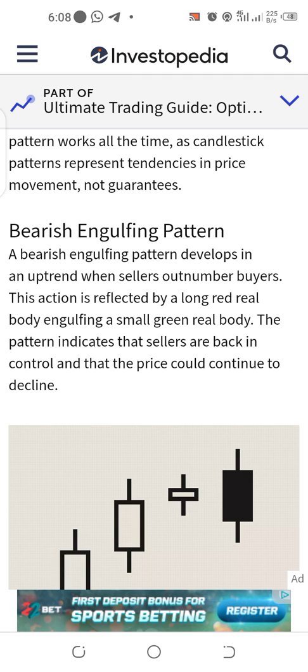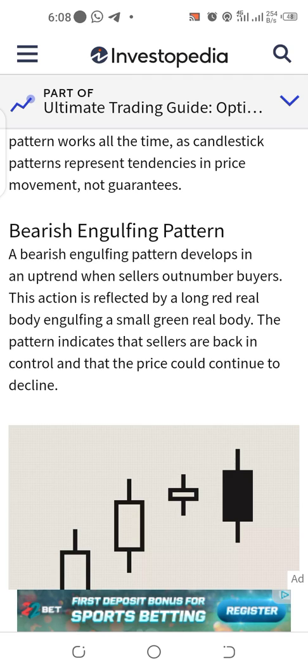You see this scenario there. It says in an uptrend. That means when it's going up. A bearish engulfing pattern cannot form when it's going down. So it is only when it's going up that a bearish engulfing pattern will form, so that it will start to come down. Now, a bearish engulfing pattern develops in an uptrend when sellers outnumber buyers.